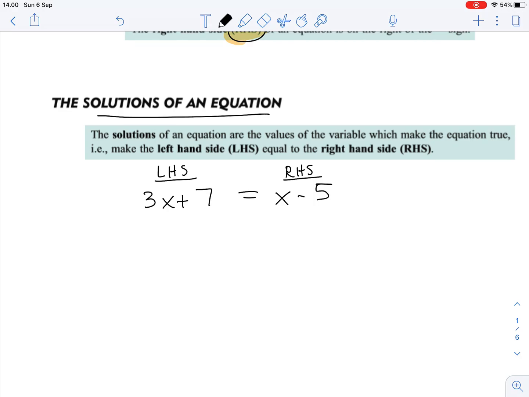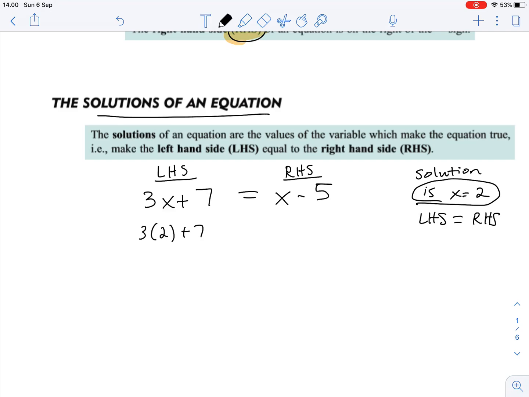Well, if I told you that the solution is x equals 2, then you need to make sure that the left-hand side is equal to the right-hand side. So what we do is we look at either one, left-hand or right-hand side, but we'll look at each one individually. So the left-hand side is 3 times 2 plus 7, which is equal to 6 plus 7, which is equal to 13.